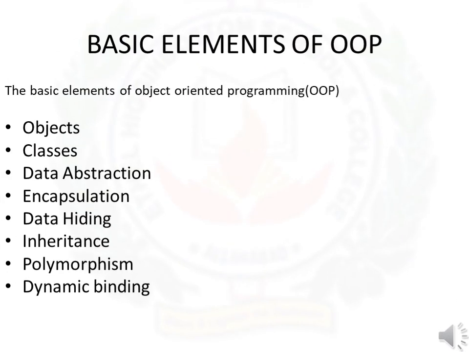Now we are going to see some basic elements of object-oriented programming. The basic elements of object-oriented programming are given below, or they are otherwise called the principles of object-oriented programming. Number 1, object. Number 2, classes. Number 3, data abstraction. Number 4, encapsulation. Number 5, data hiding. Number 6, inheritance. Number 7, polymorphism. Number 8, dynamic binding.